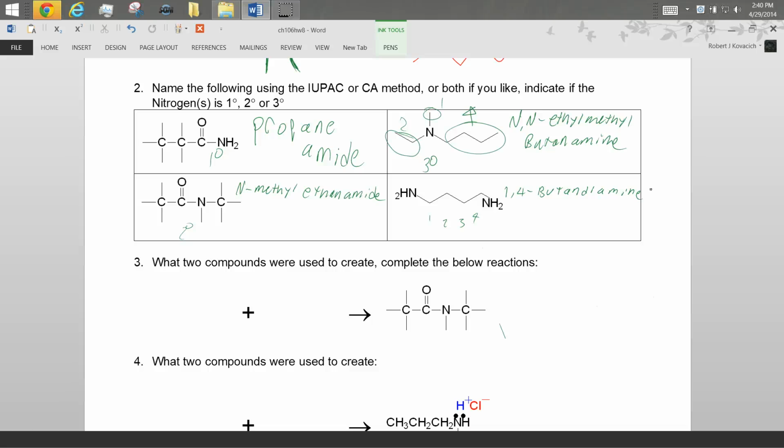What's another way we could name it? Diamine, butane. I put dibutamine. 1,4-diaminobutane. We good with that? And I've got 2 primaries here, right?